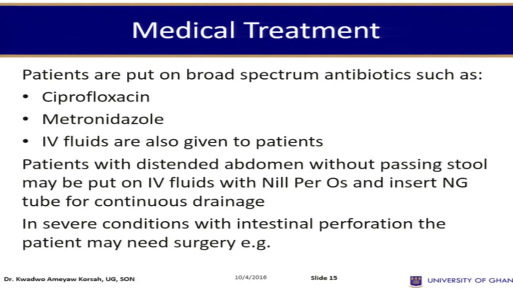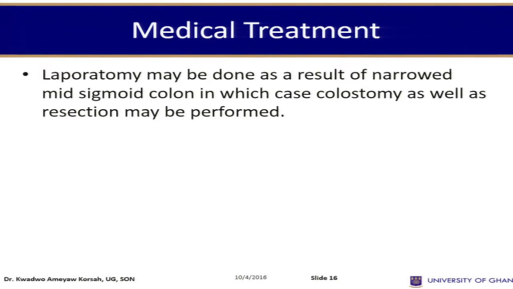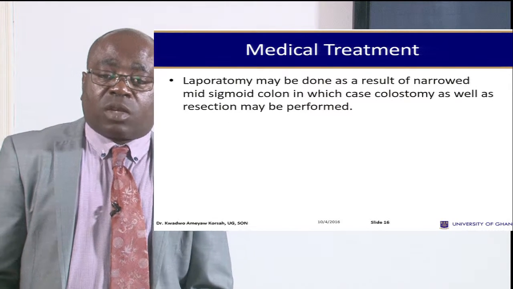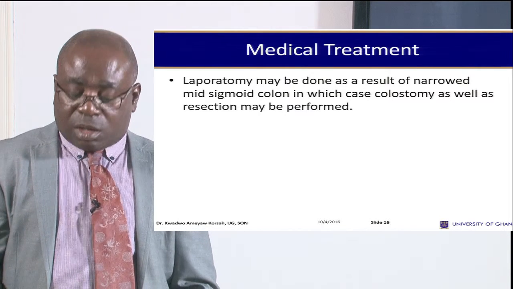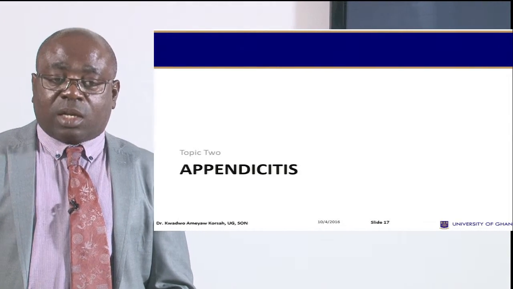Patients with classic manifestation with a distended abdomen are made nil per os, and an NG tube is inserted for continuous drainage. In severe conditions with intestinal perforation, the patient may also need surgery. Laparotomy may be done as a result of the narrowed mid-sigmoid colon, in which case colostomy as well as resection may be performed for this particular patient.